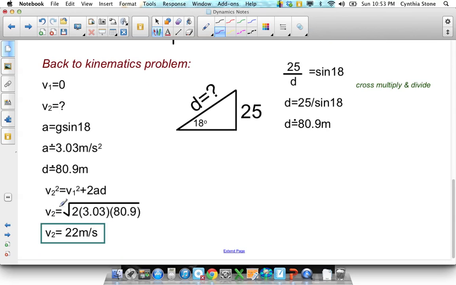So I have to pick a formula, the one that works. It's nice, I don't have to do x and y. I've already dealt with all that. V2 squared equals V1 squared plus 2AD. Well, V1 is 0, and I don't know D.